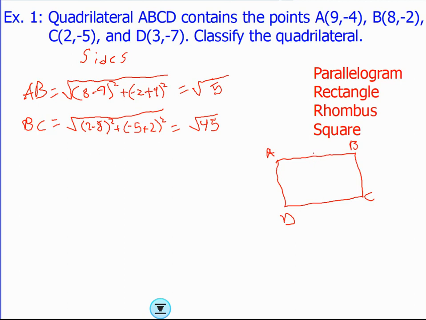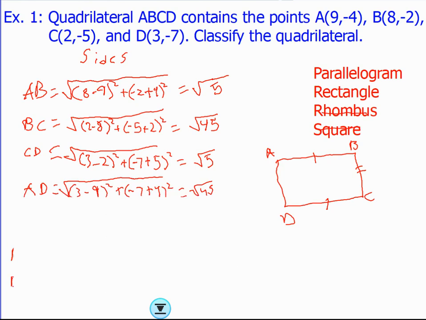One thing that tells me is that AB and BC are different, and that means all 4 sides are not the same. So right off the bat, I know this can't be a rhombus and it can't be a square. If I keep going, CD is square root of 5. So AB and CD, which are opposite sides, are the same. And AD is square root of 45. Looking at this, my opposite sides are congruent, so this could still be a rectangle or a parallelogram.